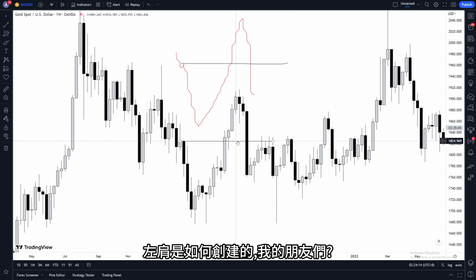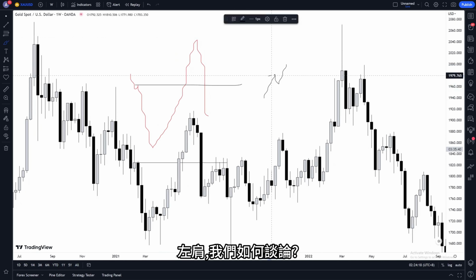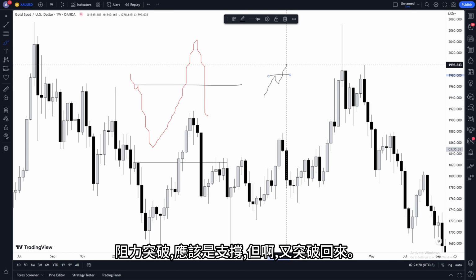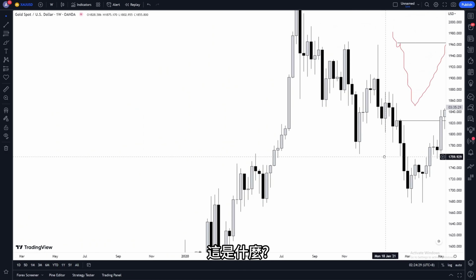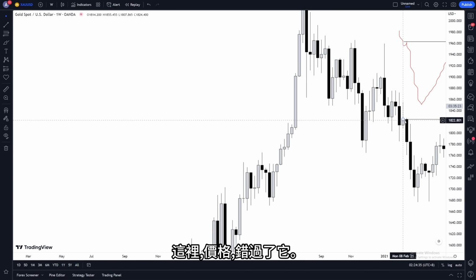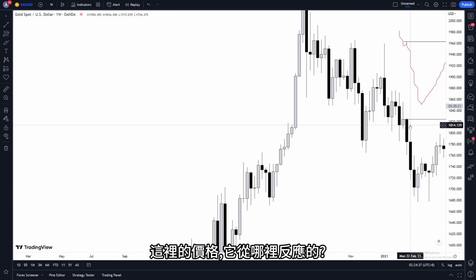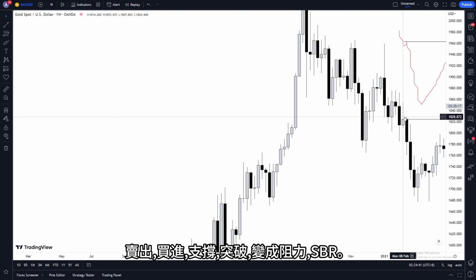How is a left shoulder created, my friends? Left shoulder, how do we talk about it? Resistance that breaks, supposed to be support, but breaks back again. Isn't that how a left shoulder is created? Okay. What is this? Resistance, fresh, buy, sell. This here, price, missed it. Price here, where did it react from? Where did this price react from, guys? Sell, buy, support, break, become resistance, SBR.